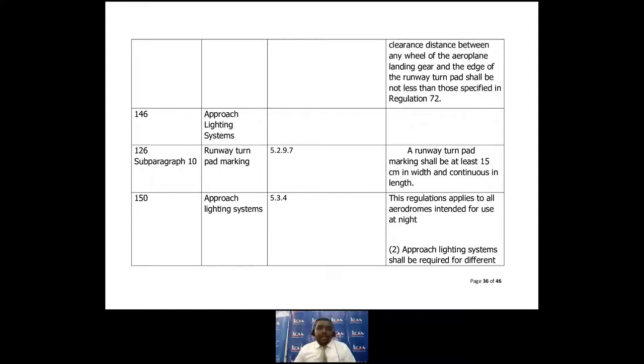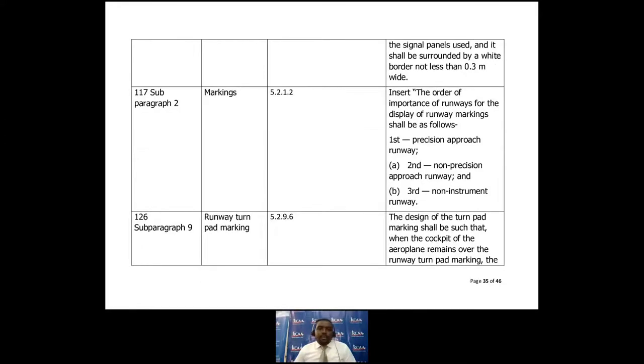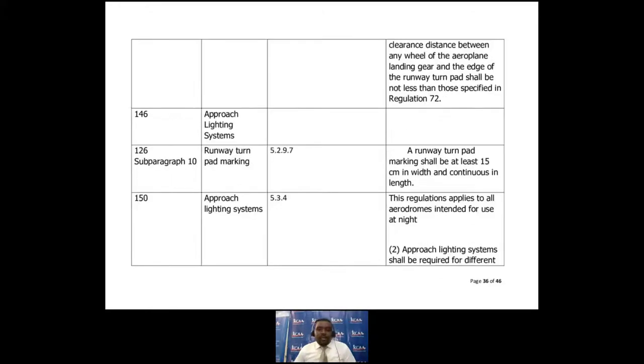And then there was a new regulation on approach lighting system. Then those clarifications on 126, that is on the marking: the runway turn pad marking shall be at least 15 centimeters in width and continuous in length.